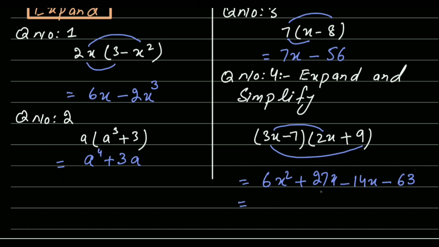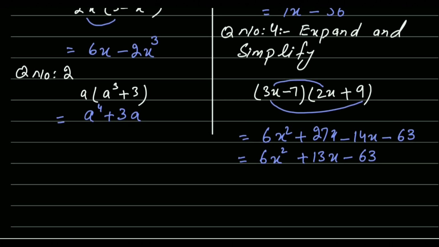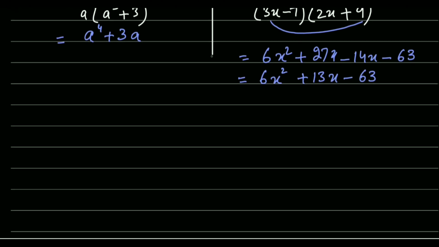Now we have to simplify. What does simplify mean? We have to solve the like terms, like 27x minus 14x; both are like terms. 6x squared will be written as it is. Here we actually subtract: 27 minus 14 is 13. The sign of the greater value is plus, so it becomes plus 13x, and minus 63 stays as it is. So this is the step of simplification. Okay, next question.